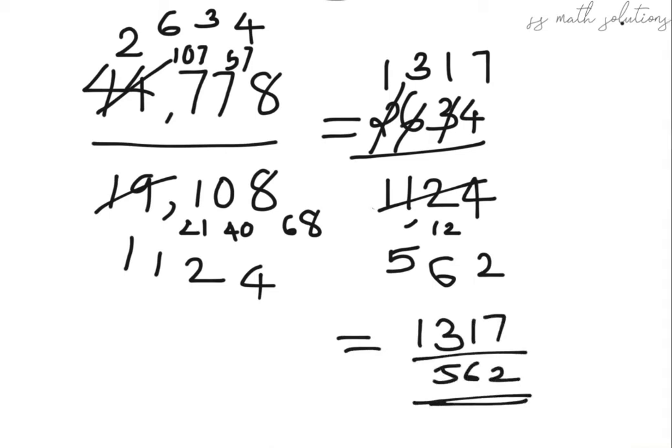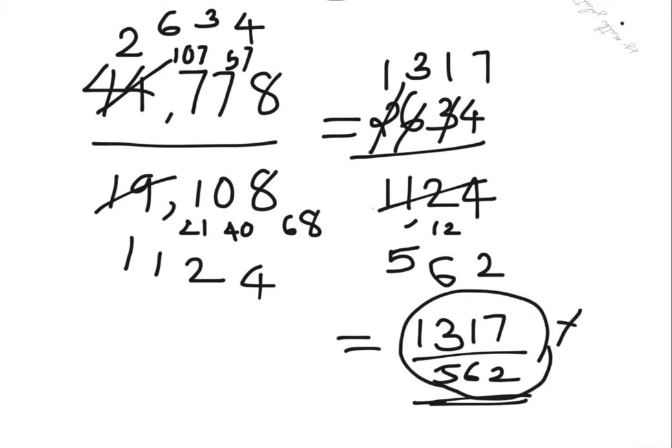Okay, here in this numerator and denominator nothing is common. So this is our simplest fraction, 1317 divided by 562. If there is no common factor, whether it is a big number or a small number, that is our simplest fraction for the given fraction. Okay, this is the simplest fraction. If it is big or small, don't worry.